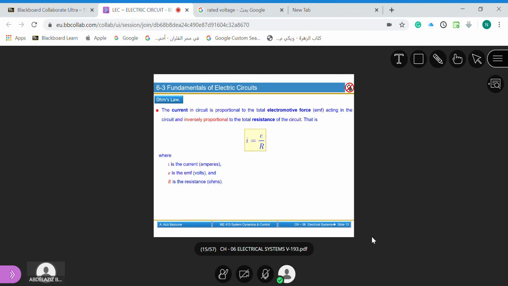The fundamental laws we are going to use, Shabab, are Ohm's law, first of all.